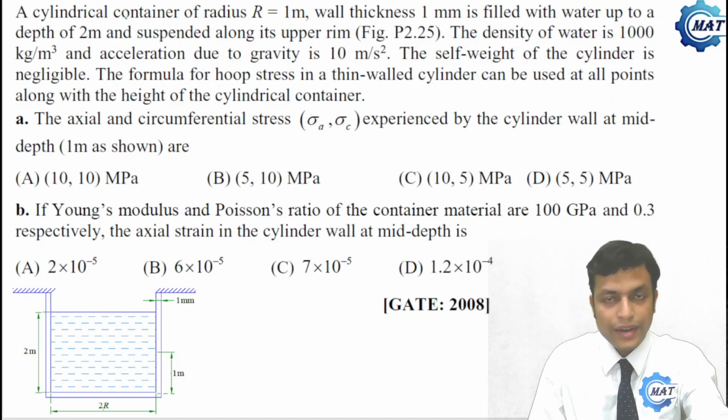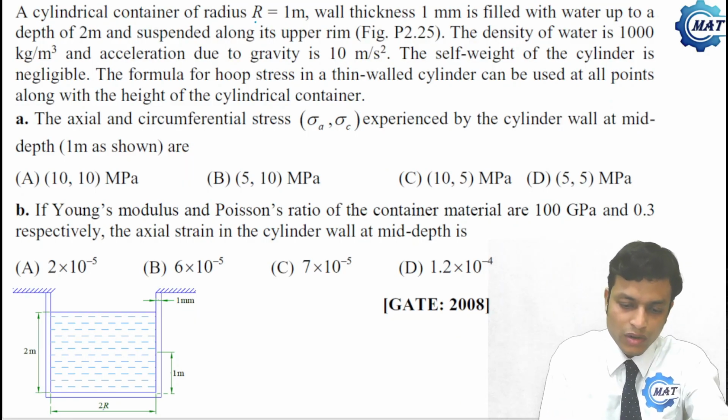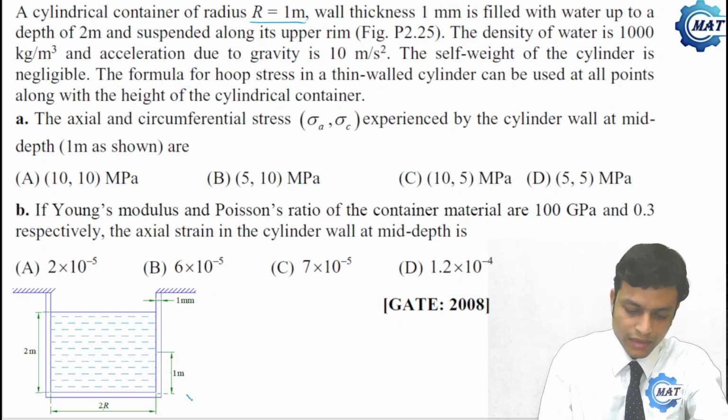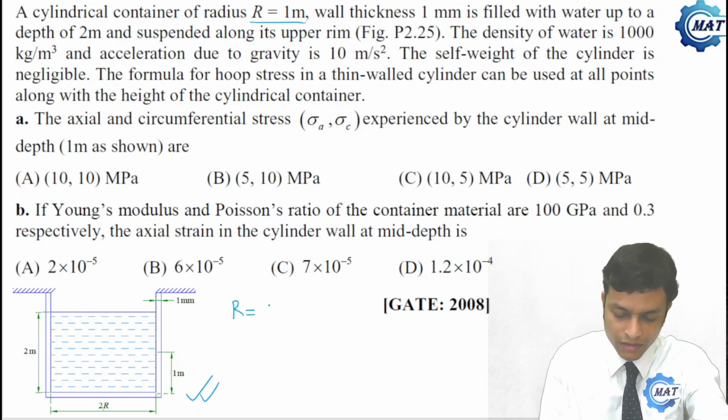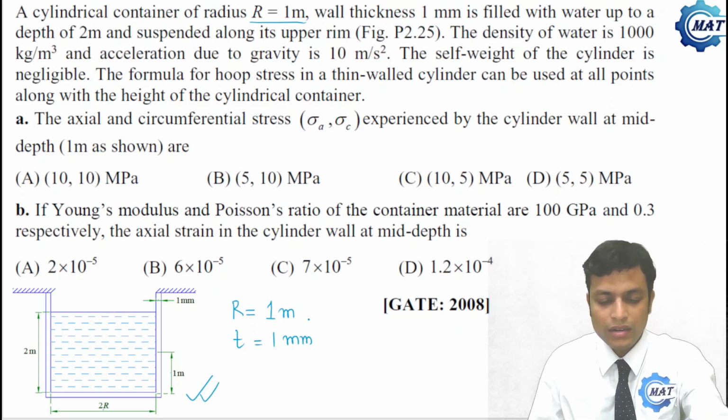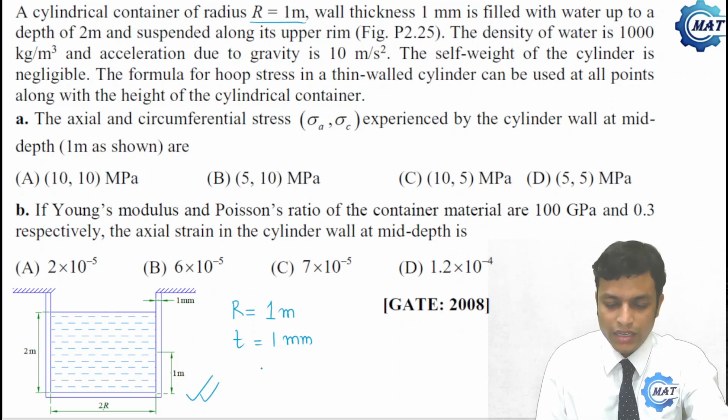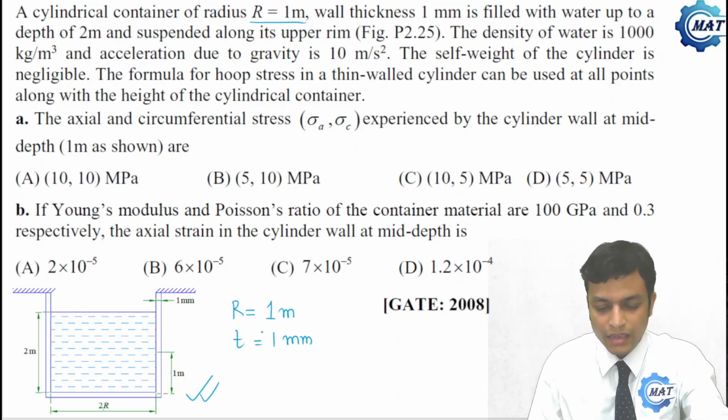A cylindrical container of radius r equal to 1 meter. So this is the cylindrical container. Its diameter is 2r and radius is r, which is 1 meter. Wall thickness t is 1 mm. So r is 1 meter, whereas t is 1 mm. So this is obviously a thin walled cylinder, because d by t is what? 2000. Obviously it is a thin walled pressure vessel.